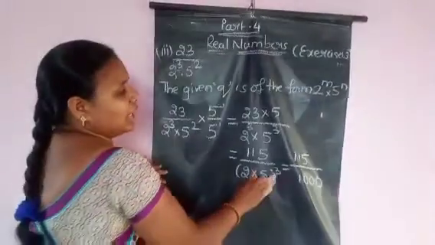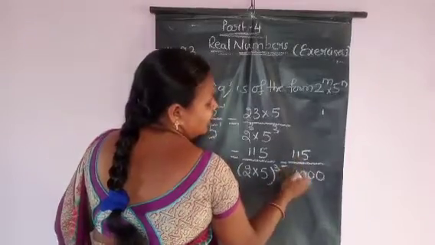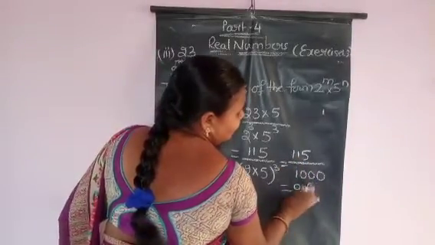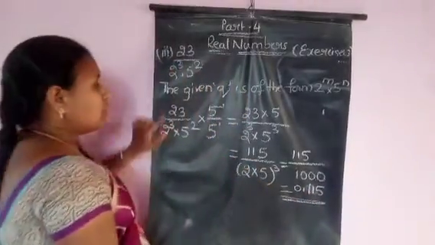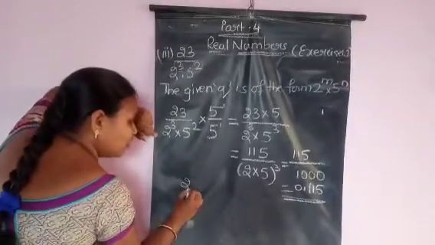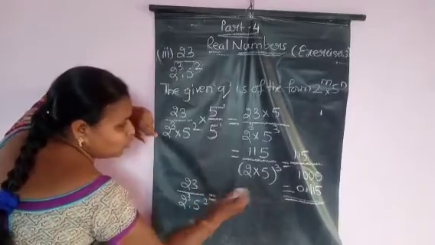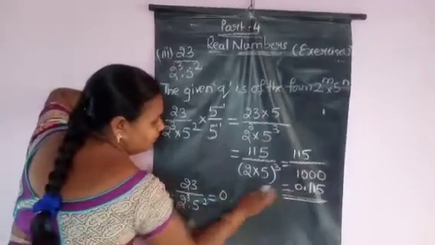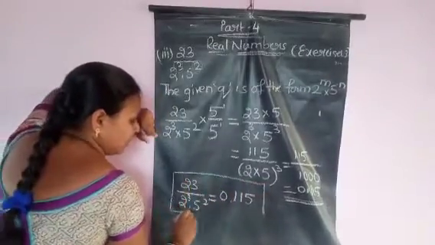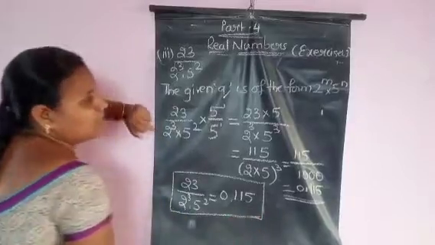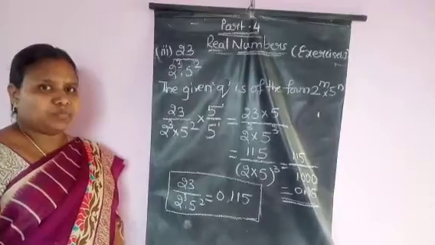So we can write this in decimal form. For 3 zeros I am writing 3 numbers after the decimal. So it is 0.115. So the decimal form of 23 by 2 to the power of 3 into 5 to the power of 2 is 0.115. This is our decimal form. Is it clear to you?